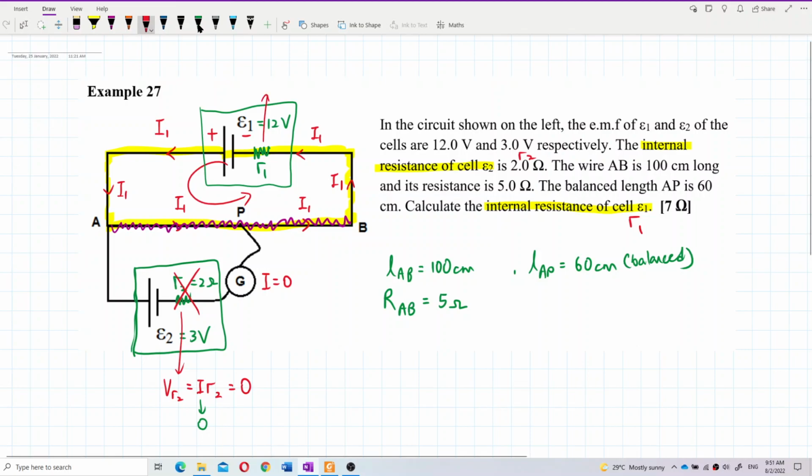Okay, I want to write that down over here. So we have VR1, which is the current I1 multiplied by R1. So this one has a potential drop. It's not zero. Yeah, this one is not zero.